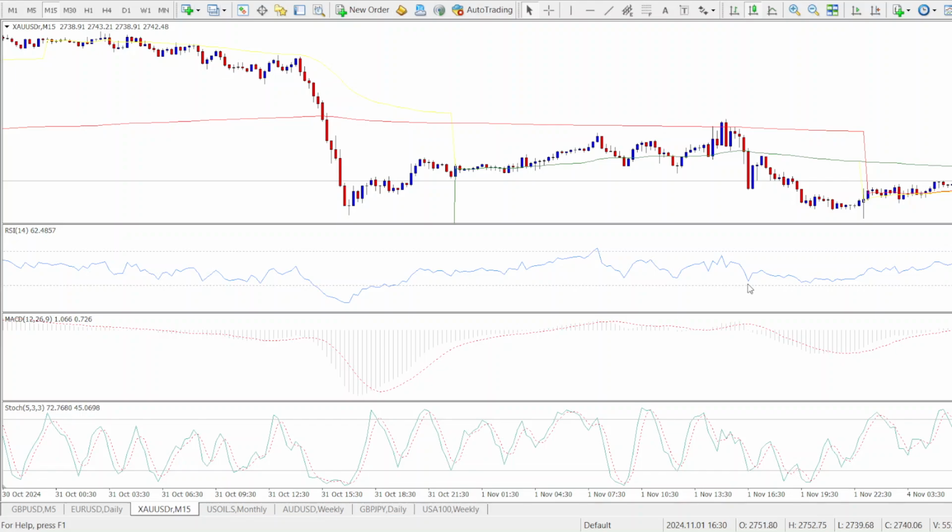All right, so there you have it, the best intraday trading indicators to give you an edge in the market. Whether you are a beginner or seasoned trader, mastering these tools can help you make more informed and timely decisions.